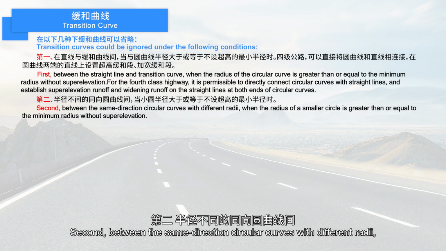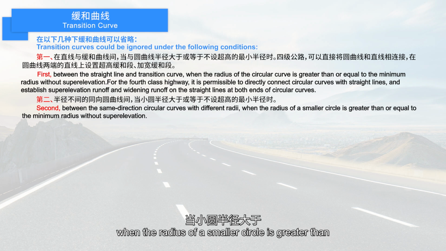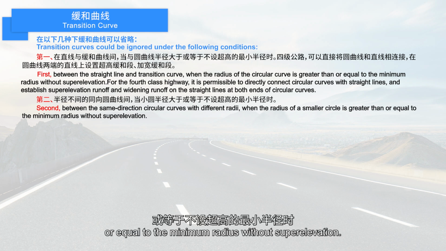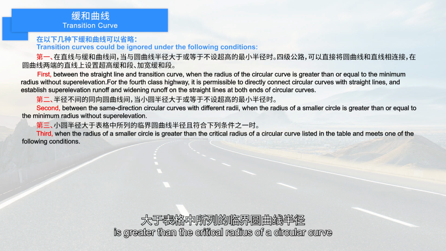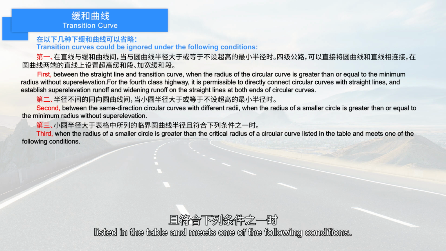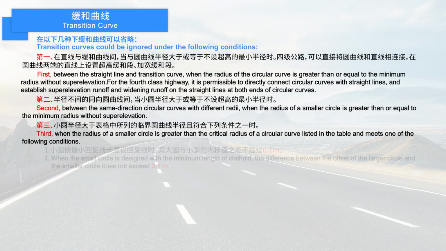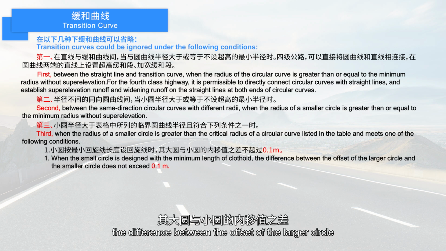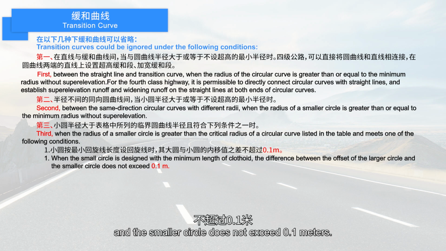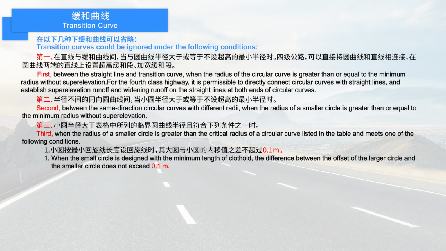Second, between the same direction circular curves with different radii, when the radius of a smaller circle is greater than or equal to the minimum radius without super-elevation. Third, when the radius of a smaller circle is greater than the critical radius of a circular curve listed in the table and meets one of the following conditions. When the small circle is designed with the minimum length of clothoid, the difference between the offset of the larger circle and the smaller circle does not exceed 0.1 meters.